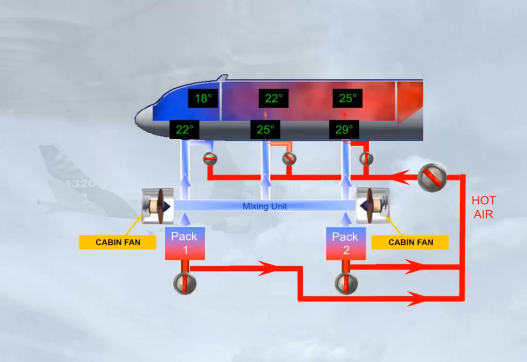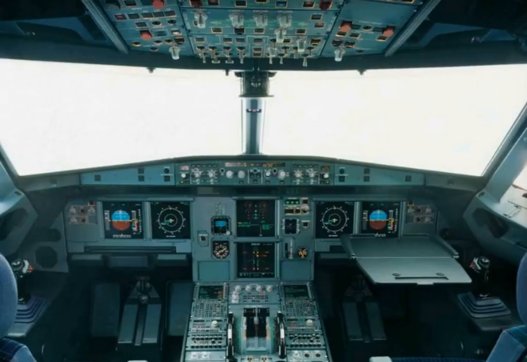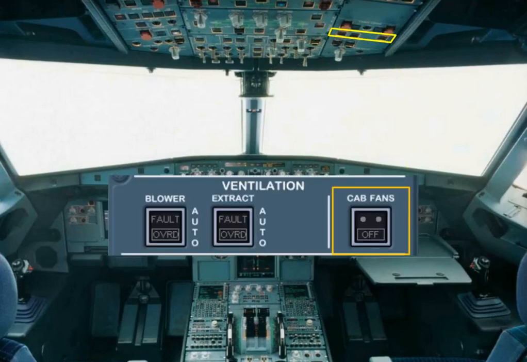2 cabin fans are installed to recycle cabin air and therefore save fuel. These fans establish a recirculation flow of air from the 3 aircraft zones to the mixing unit. In normal operation, there is no ECAM indication related to the cabin fans. The cabin fans push-button switch on the ventilation panel controls the cabin fans. This push-button switch can be used to switch the fans off in response to ECAM procedure.